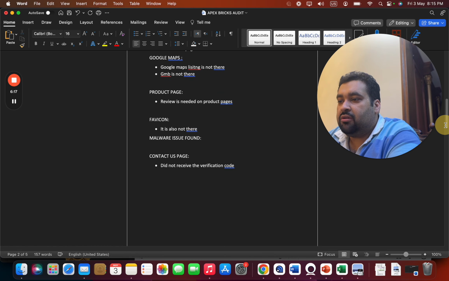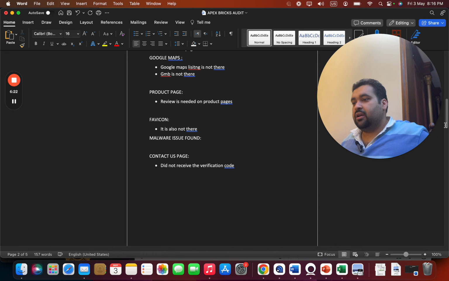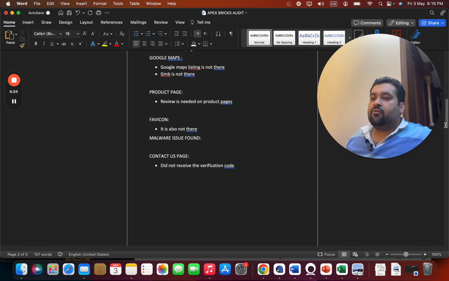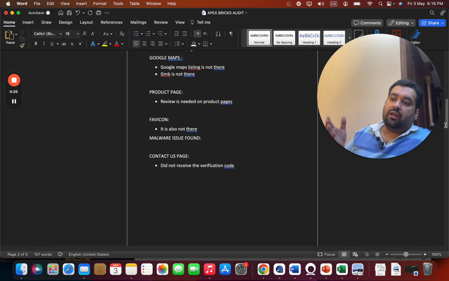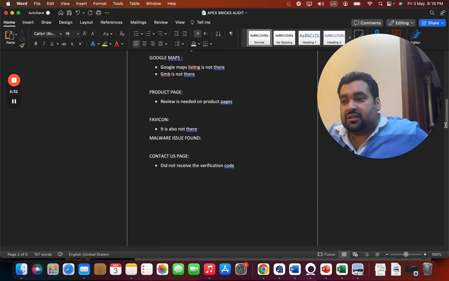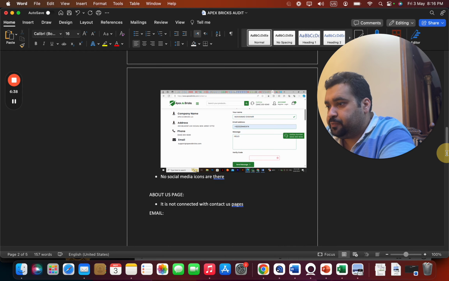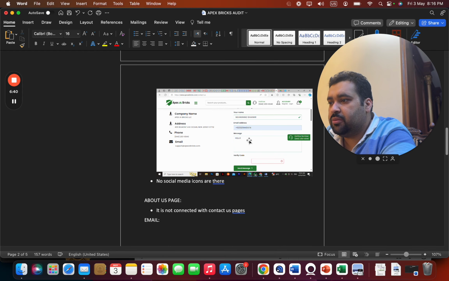And when we tried the contact us page to manually verify, to enter and submit the form, we did not get a reply from them. So we suggested that the contact page should be working and everyone should get a reply, because Google has a very advanced system to determine such things. So we looked around for that as well. And then we also suggested social media icons on the contact us page.